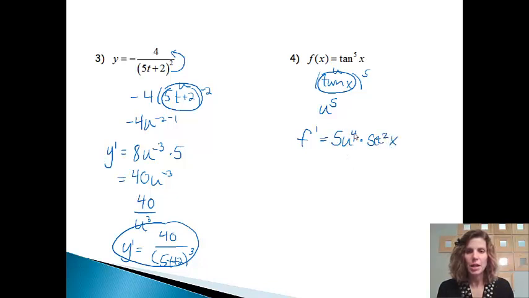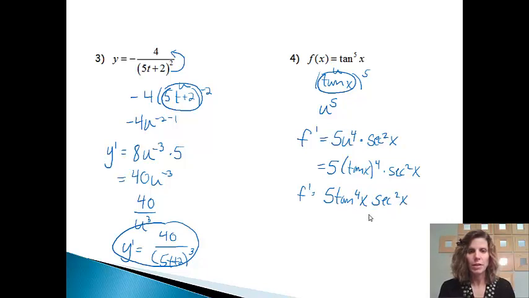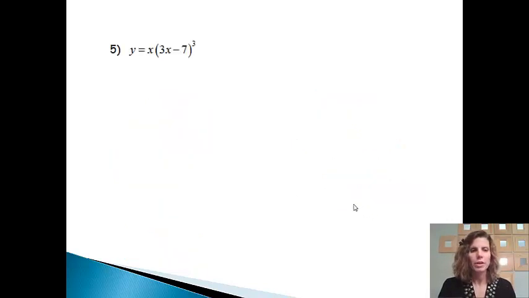All right, really the only thing left I can do is just to plug my u back in. So I'll have 5, this will be tangent x to the 4th times secant squared x. And the proper way to rewrite this one would be 5 tangent to the 4th x secant squared x. And that would be my derivative. All right, number 5 we're going to save and do together. So let's go right to example 6.